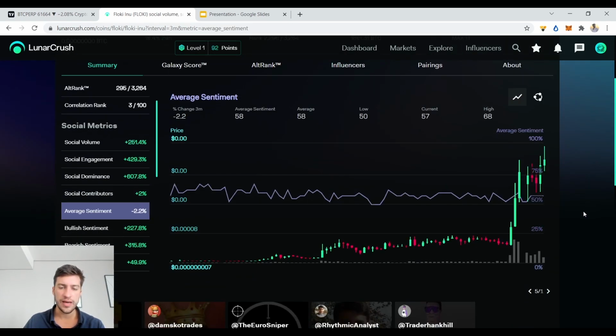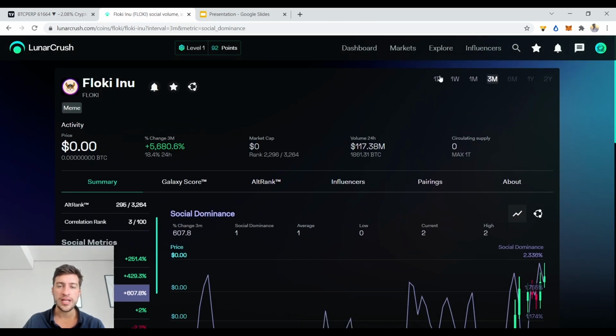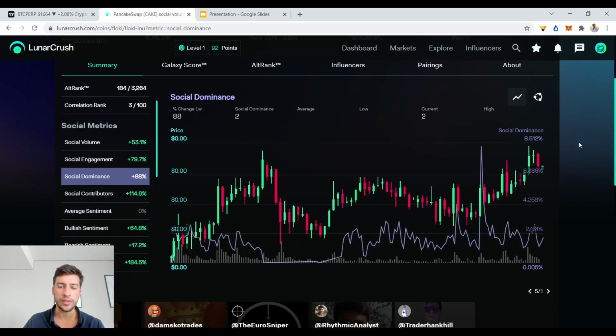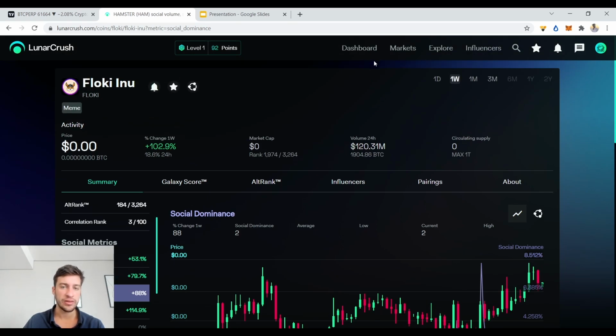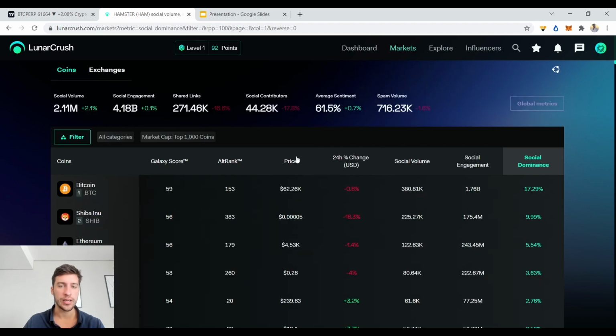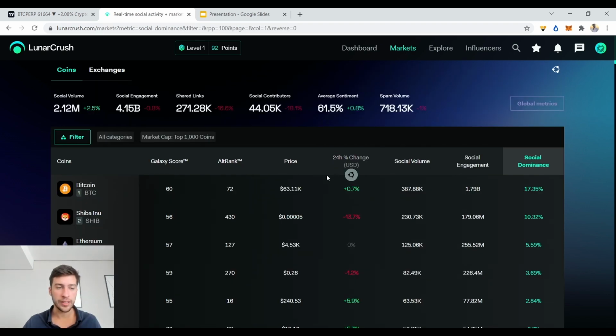Now, sentiment I haven't really looked at too much. Mostly it's just social dominance that's important. But that is something that you should be looking at. When price is flat but social dominance is spiking, then that can be a sign that it might be up and coming. So let's look at some other ways to look at this.